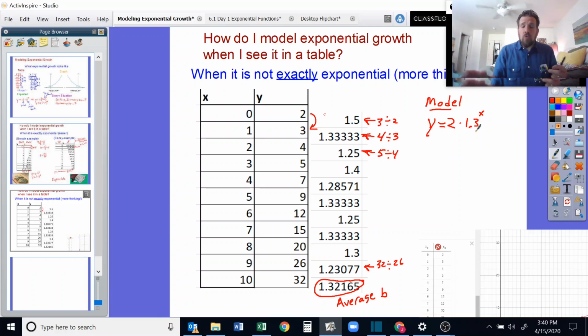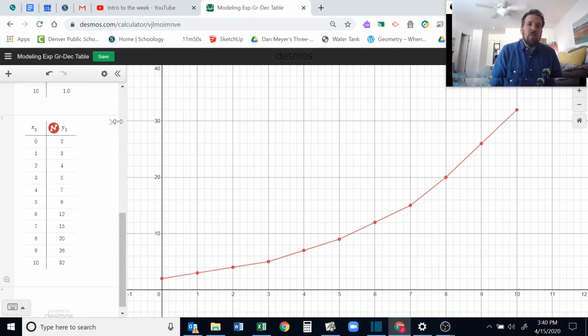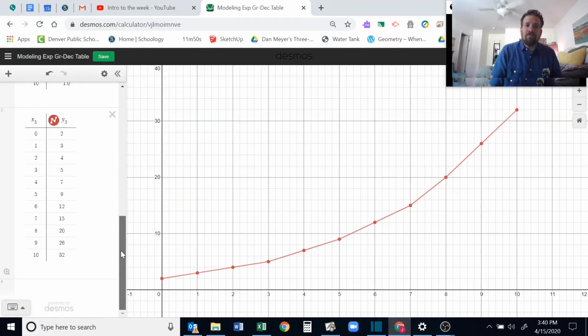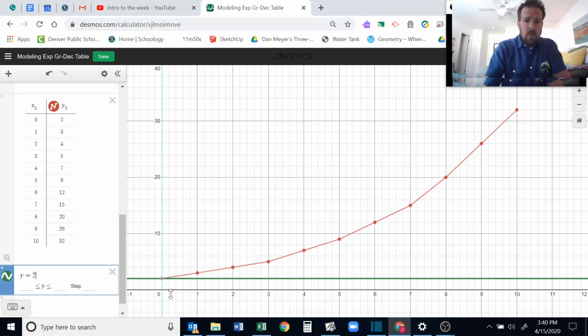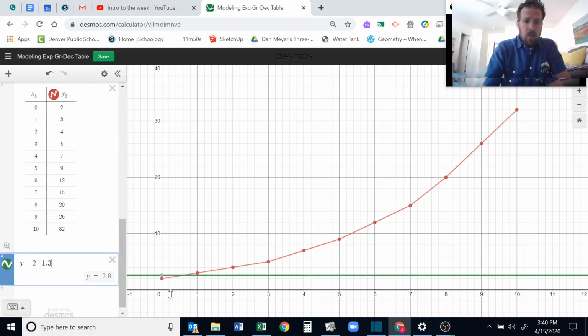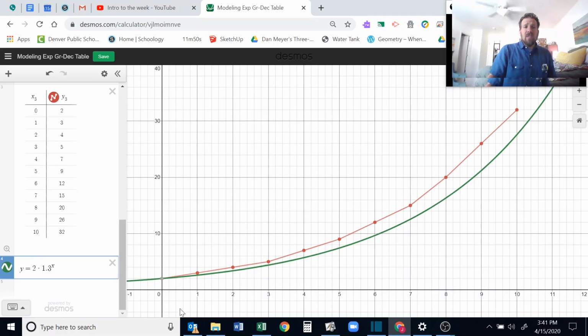So towards that end, I'll show you just one last thing, and then we'll close this out. I just want to show you how close our model turns out to be. So we have 2 times 1.3 to the x. And so if we go in here, here's the data that I just had, same data that I had on the last slide. And I'm just going to put in the equation here. So y equals 2 times 1.3 to the x. And what you see here indeed is we've got a graph that follows that trend line pretty well.